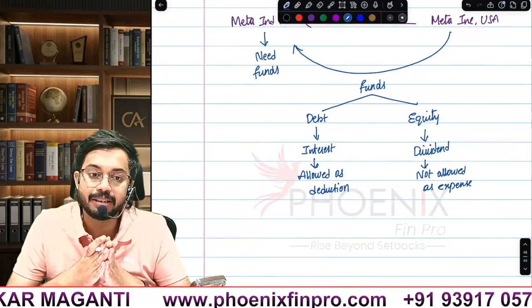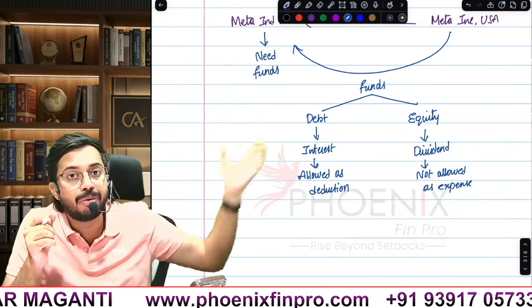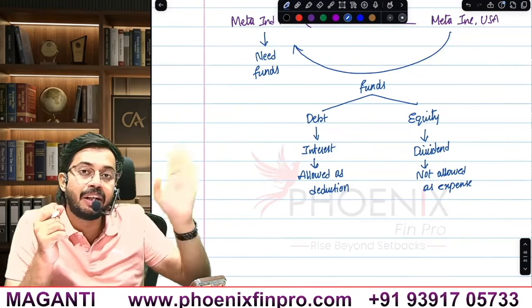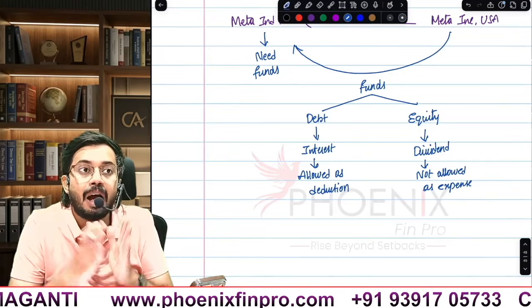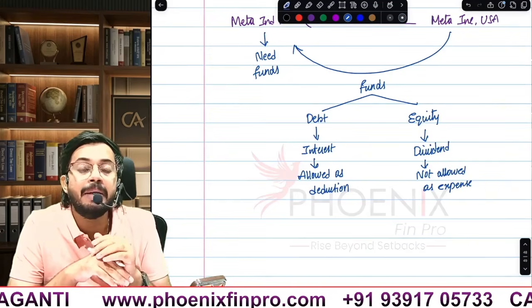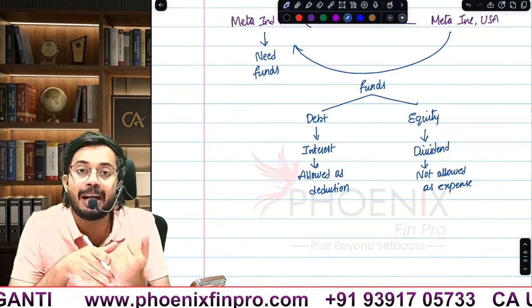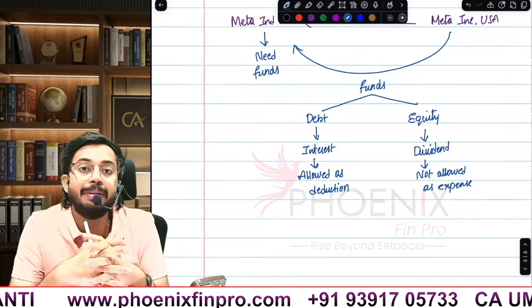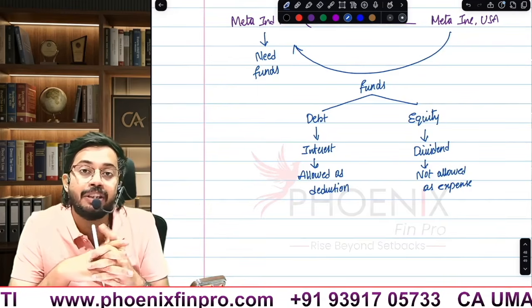What does Section 94B say? Whatever interest you pay to your associated enterprise, whenever you take a loan from an associated enterprise, you are going to pay interest, right? Total interest is not allowed as expenditure. Maximum interest allowed as deduction is up to 30% of EBITDA. You know EBITDA, right? In CA Inter Financial Management Ratio Analysis chapter, you have done many problems using EBITDA, earnings before interest, tax, depreciation, and amortization. You remember?